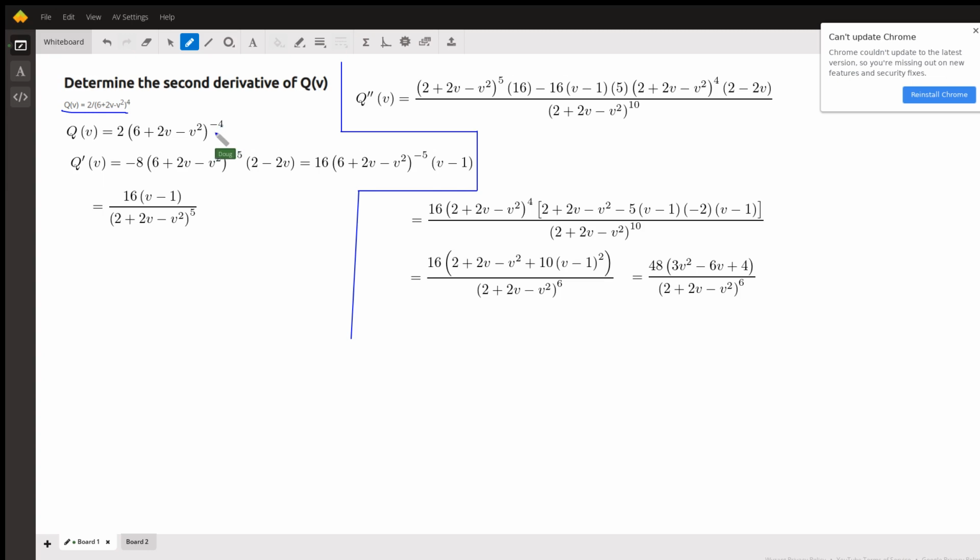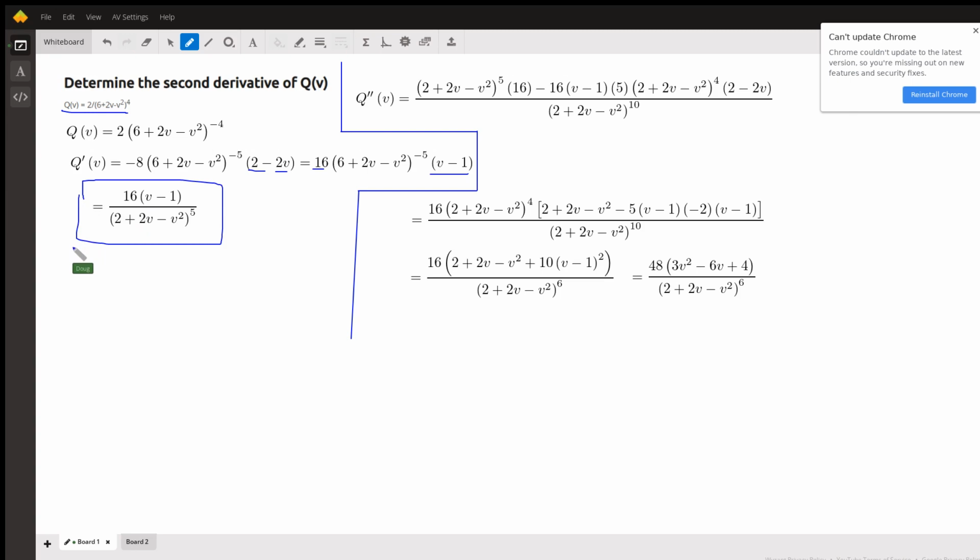So reduce the exponent by 1, multiply by the derivative of the inside, which is 2 minus 2v. And if you want, you can factor out a negative 2 from here, which, negative 2 times negative 8, gives you this 16. And then this becomes a v minus 1 instead of 1 minus v. So there's your first derivative right there.